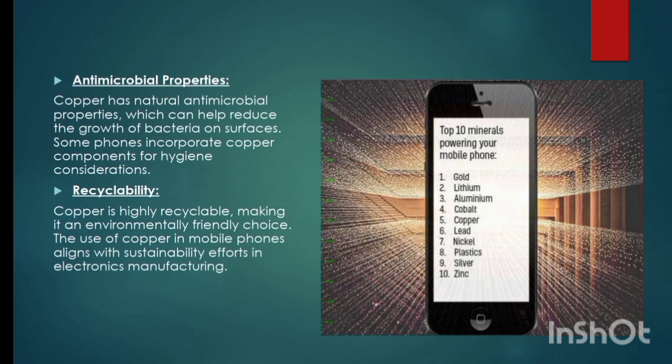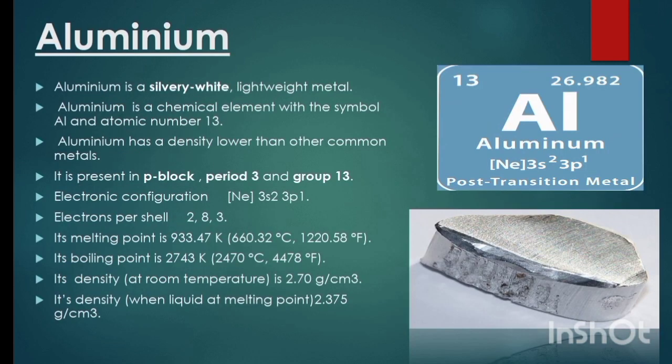Antimicrobial properties. Copper has natural antimicrobial properties which can help reduce the growth of bacteria, and some phones incorporate copper components for hygiene considerations. Recyclability. Copper is highly recyclable, making it an environmentally friendly choice. So, the use of copper in mobile phones aligns with sustainability efforts in electronic manufacturing and with managing e-waste.